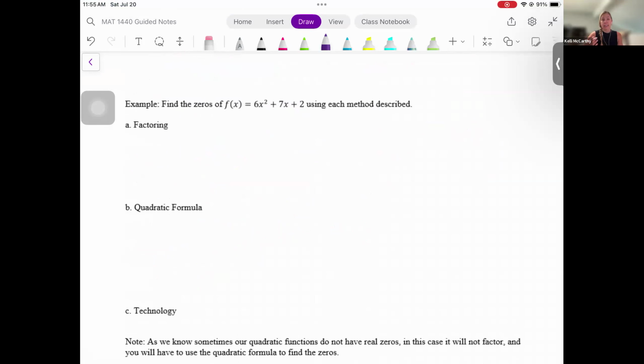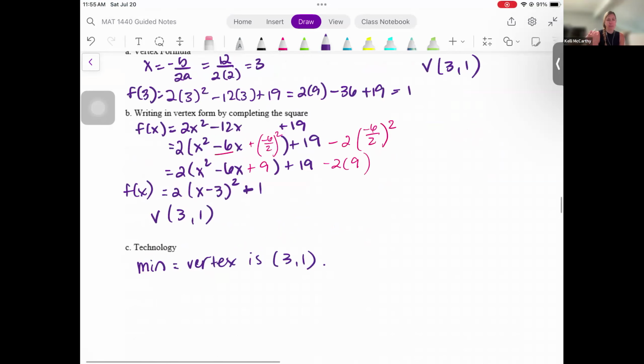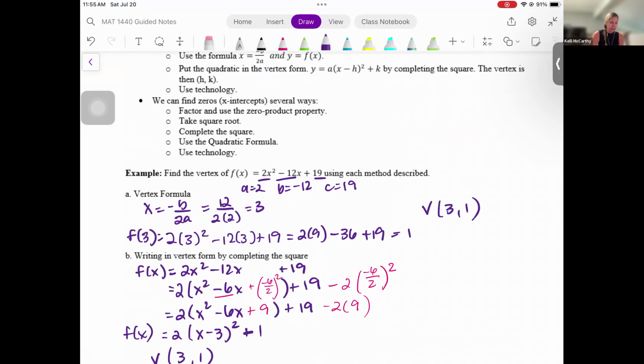Now let's practice finding zeros of a function using these particular methods. So we're going to factor, we're going to use the quadratic formula, and we're going to use technology. Now we chose these 3 methods. If you recall from that list above, there's some other options. Taking the square root is going to just happen sort of organically.